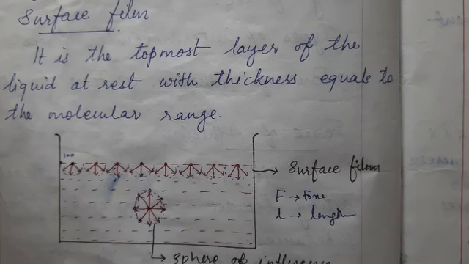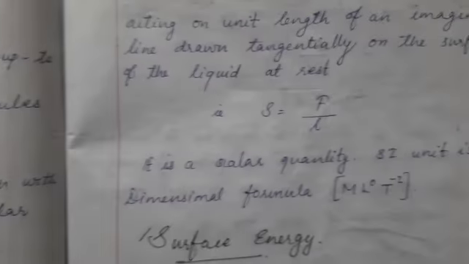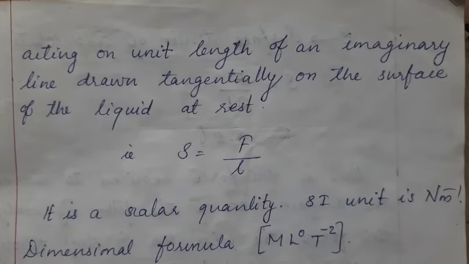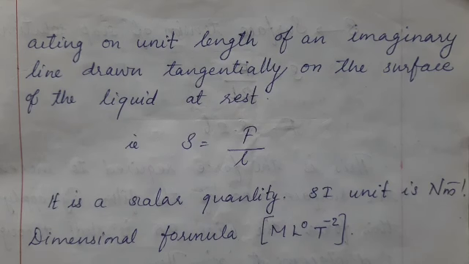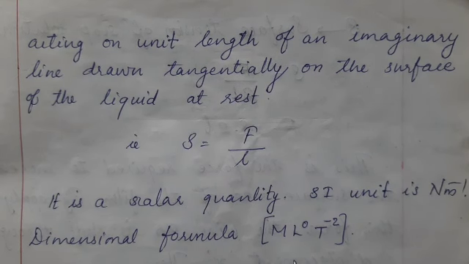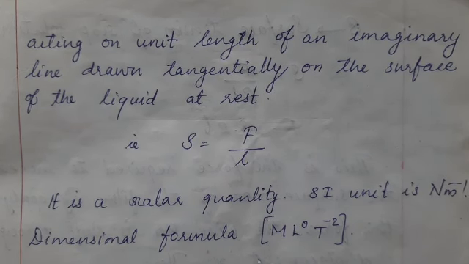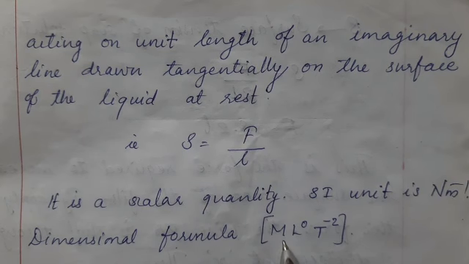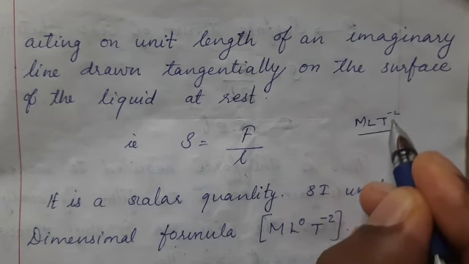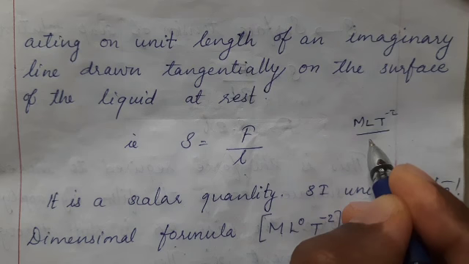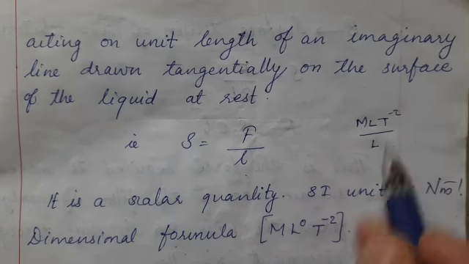So if you make an equation for surface tension, it will be force per unit length, which I can mark as F by L. It has a unit of Newton per meter. It's a scalar quantity, no direction for that. Its dimensional formula will be M L to the power 0 T to the power minus 2. Force by length: force is M L T to the power minus 2, divided by the dimension of length, which is L. So L cancels. That's how it comes to 0.